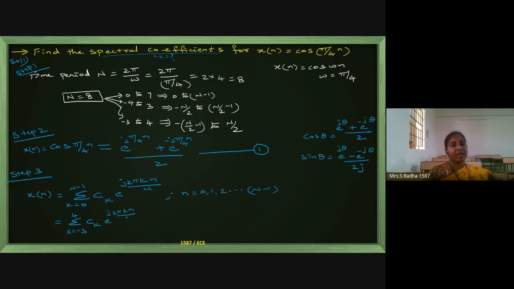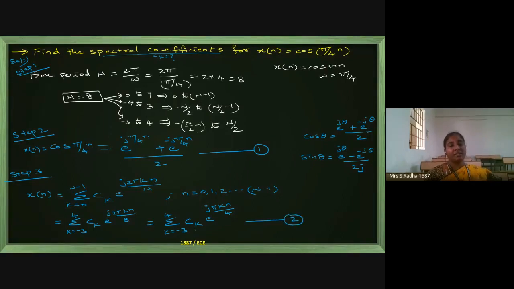The capital N value we already calculated in the previous step, I am putting it as 8. Now this is equal to summation k equal to minus 3 to plus 4, c_k e power j pi kn divided by 4. Let this be equation number 2.